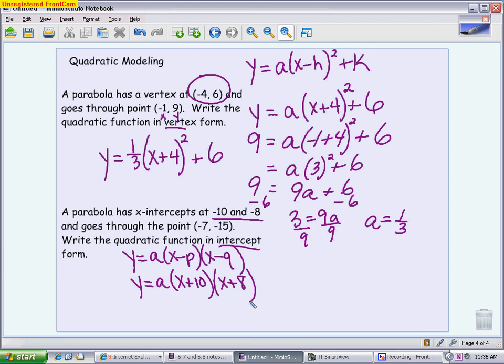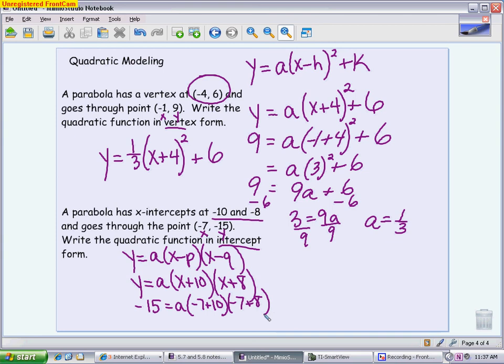Again, I have almost enough information, but have not found a yet, so I have to use my point. So that's why I give you this extra piece of information. This extra point is there simply to help you find that a value, that's beginning value. So I'm going to plug in -15 for y. I'm going to plug -7 in for x, and notice I have to plug it in 2 places in this one. So I have to put it there and there.